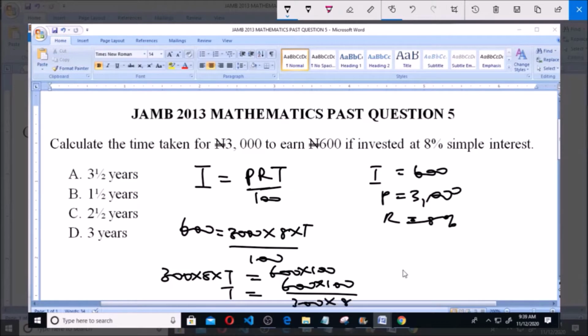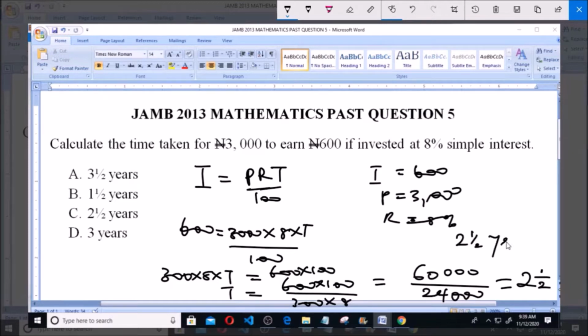300 multiplied by 8. Now this equals 60,000. That's 600 multiplied by 100 will give us 60,000, all over 300 multiplied by 8, which will give us 24,000. Now 60,000 divided by 24,000 will be equal to 2 whole number 1 over 2. That's 2.5 years. So that means the time taken is 2.5 years, and that is option C.